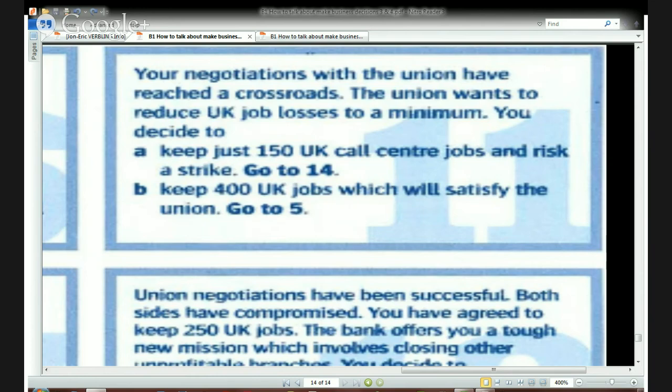So, we've got one final decision to make. We're out of time, so we've got to make a good decision here. Are we giving in to the union, or are we going to try to hold strong and cut costs? I don't know.